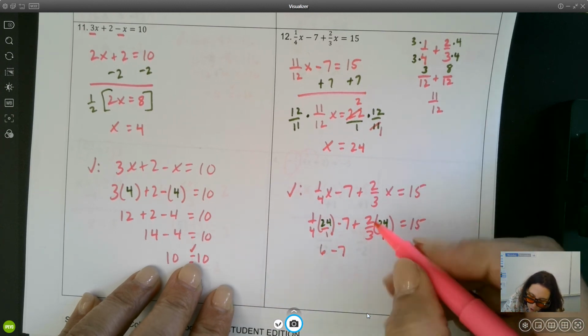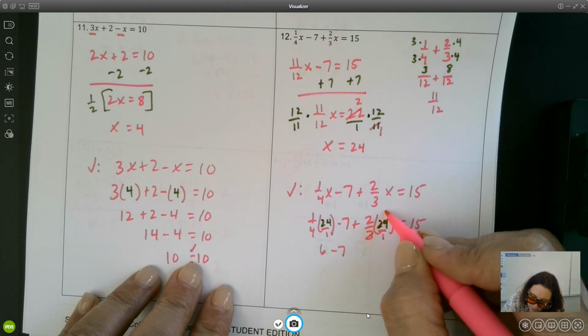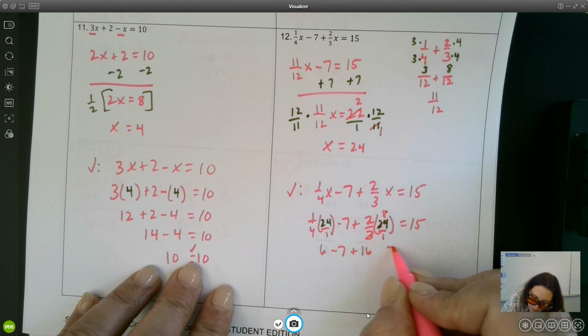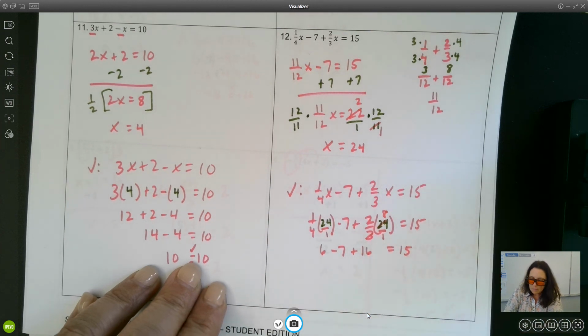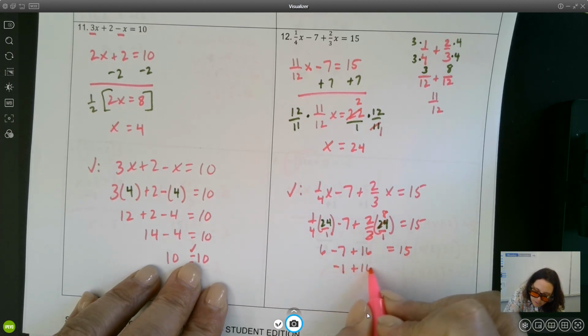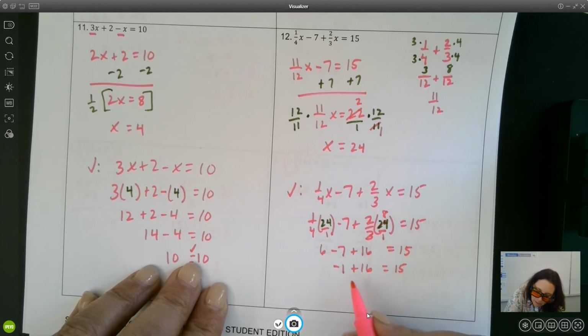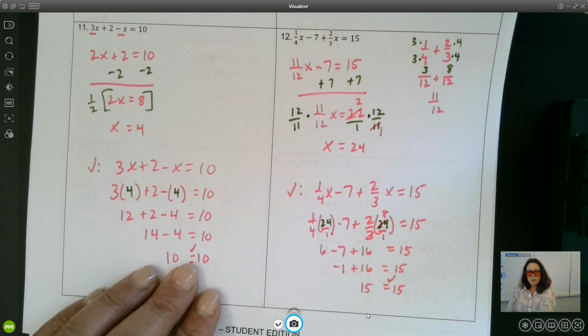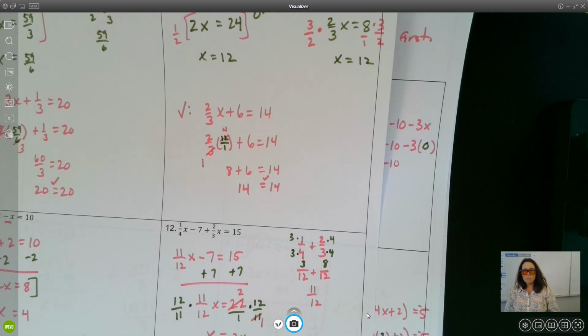Okay, this one's a little bit more complicated. 3 into that goes 8 times 2 times 8, 16. Okay, now be careful here. 6 minus 7, that's -1 plus 16 equal 15. -1 plus 16, 15 equal 15. It checks out. Okie dokie. There is your 4.1C.